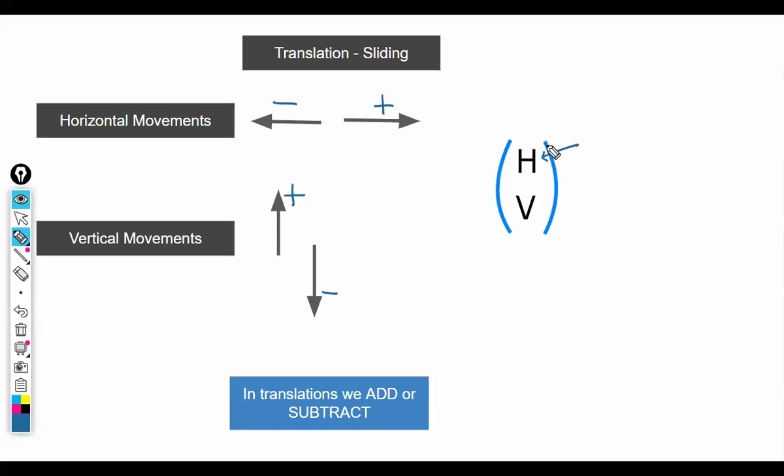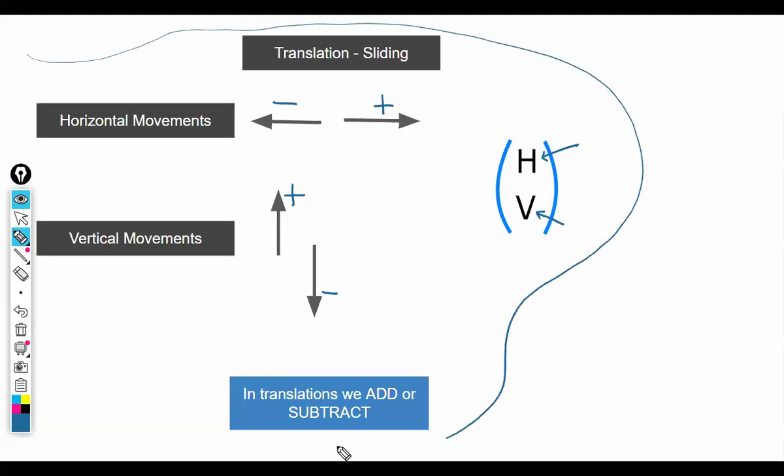The top value will always be the horizontal. H is for horizontal. And the underneath value will always be the vertical instruction. V is for vertical. I want everyone to take down everything on the screen here, exactly how I have it.